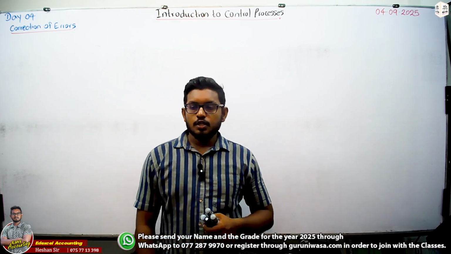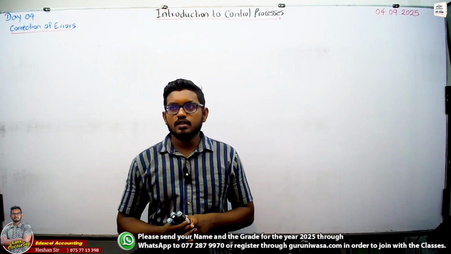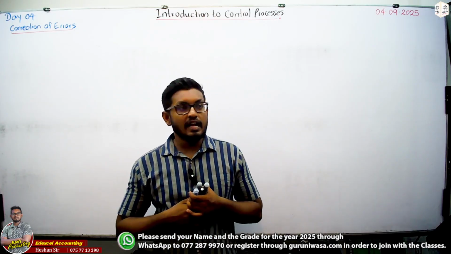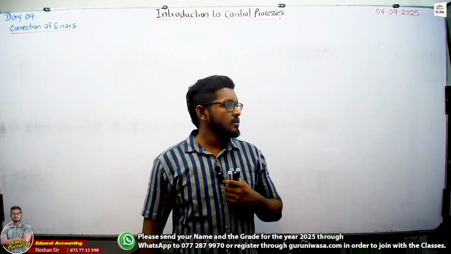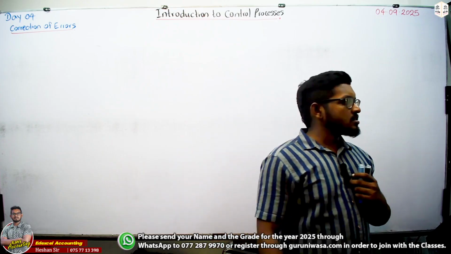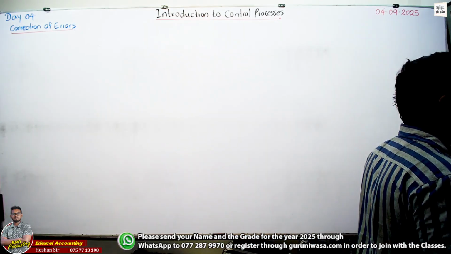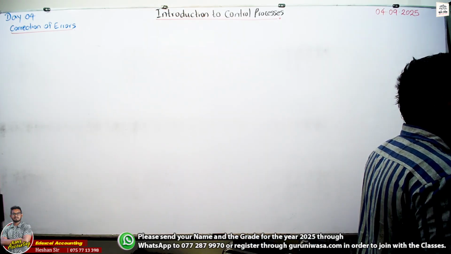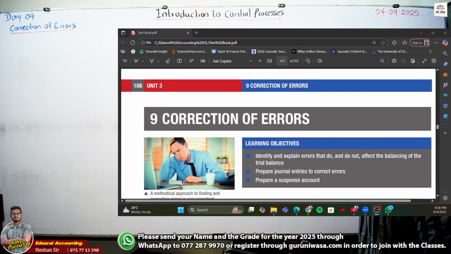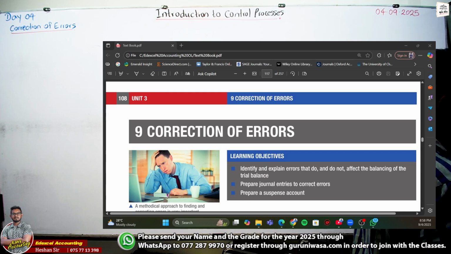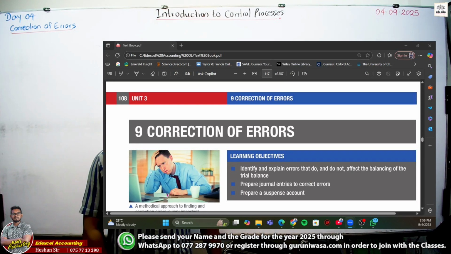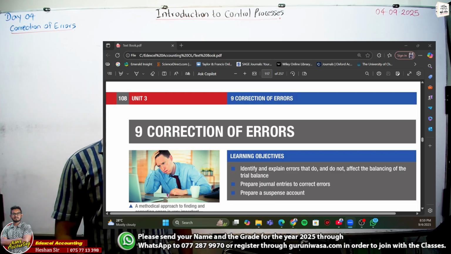So, today, I'm going to continue the reduction to control processes. In this chapter, we finished trial balance last week, correct? So, today, we are going to start the next part. Our next part is all about correction of errors, right? So we need to start the next part, page number 108, correction of errors, a new part, right?